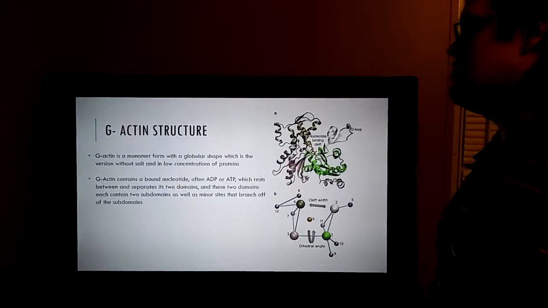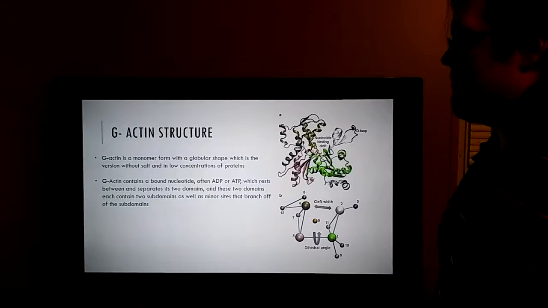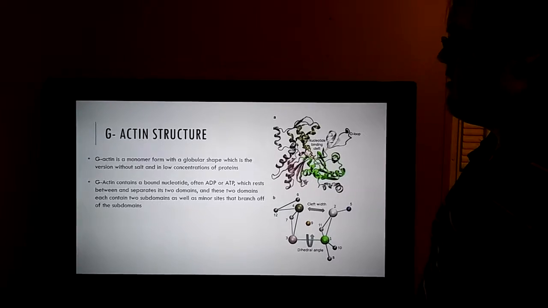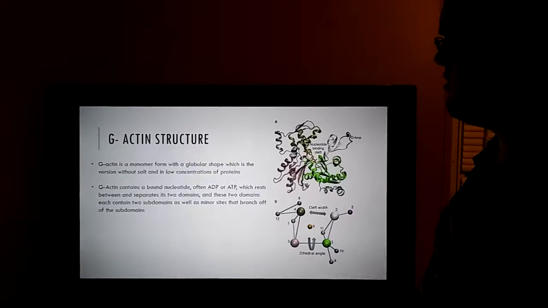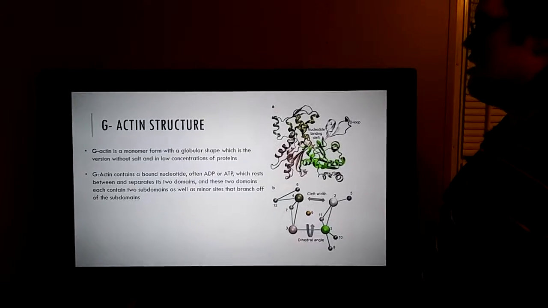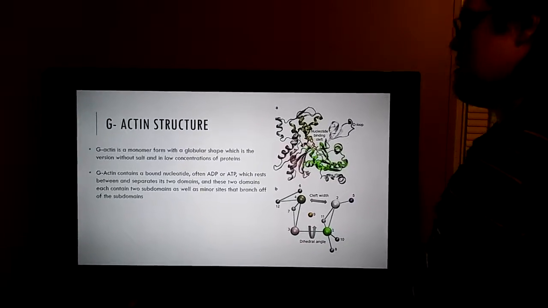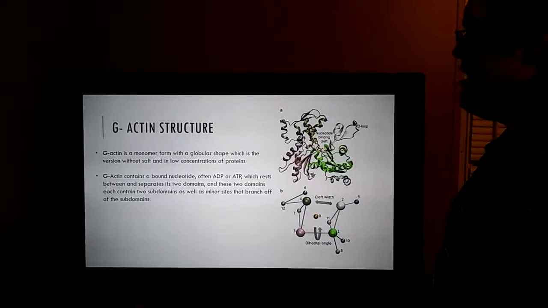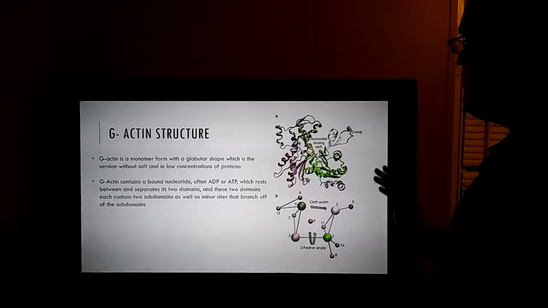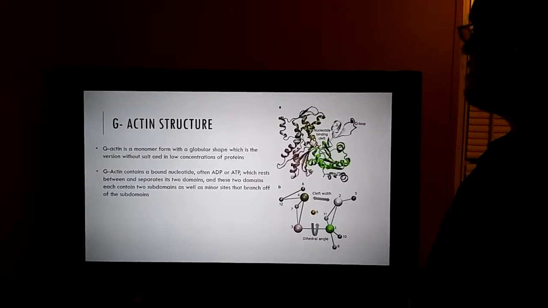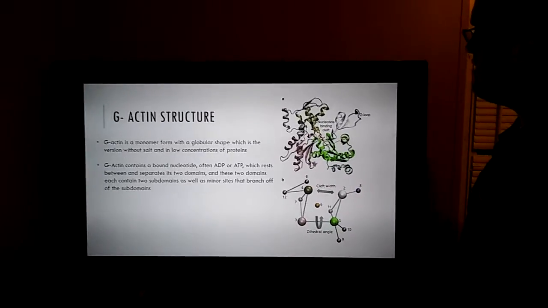So, G-actin structure. G-actin is the monomer form of actin, and it has a globular shape, and it occurs when there's no salt and when it's in low concentrations of proteins. So it has a bound nucleotide, usually ADP or ATP, and this serves as a cleft between the two domains, and then within those two domains there's again two subdomains, and then there's minor sites off of those subdomains.